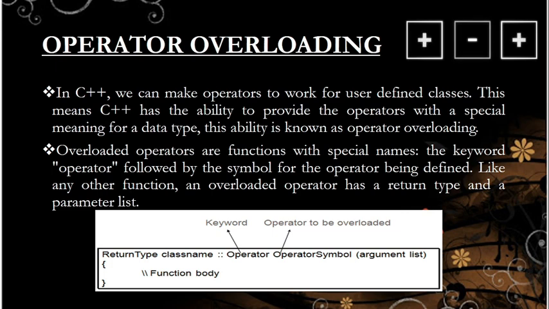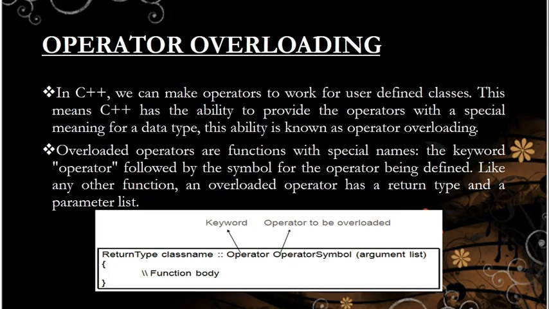Totally we are going to see 3 examples in Code::Blocks. One for function overloading and 2 programs for operator overloading. Let's get into Code::Blocks.